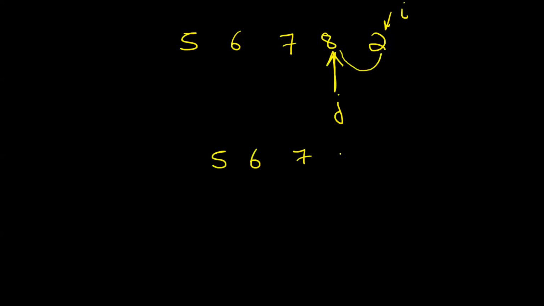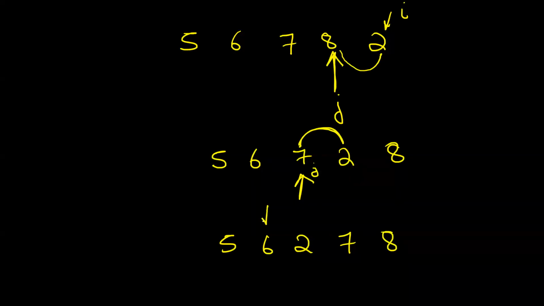And then J minus minus happens. Then again, this is a valid index. I compare ARR of J with ARR of J plus 1. Again, you will do a swapping. And J minus minus happens. Now J is here. Again, I compare ARR of J with ARR of J plus 1. 6 is greater than 2. So again, I will do a swapping.